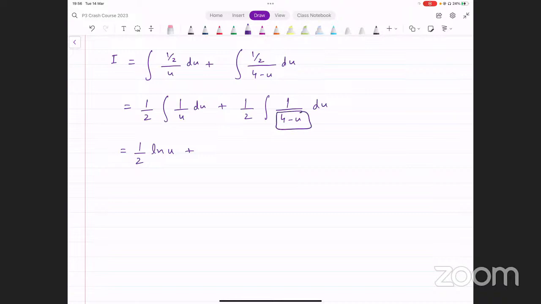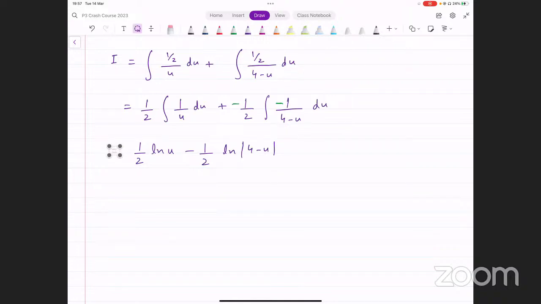4 minus u is what we have in the denominator. What's the derivative of 4 minus u? The derivative of 4 minus u is minus 1. So if we had minus 1 in the numerator, we could use the log rule here. So what we can do is put a minus sign inside here, and to balance that, we also put a minus sign outside. And now it becomes minus 1 over 2, and then the integral of this thing is just ln of 4 minus u. And that's your integration.